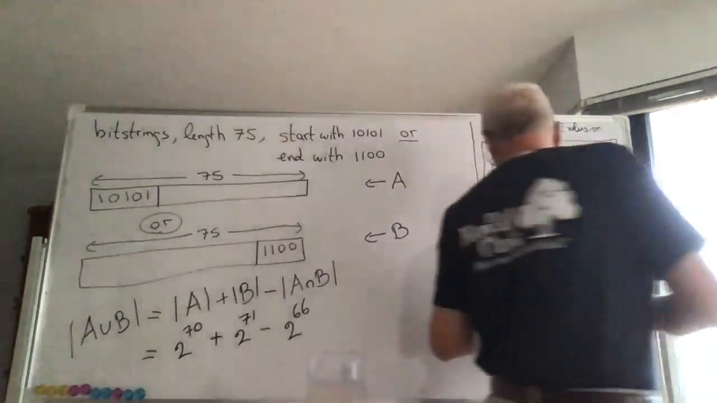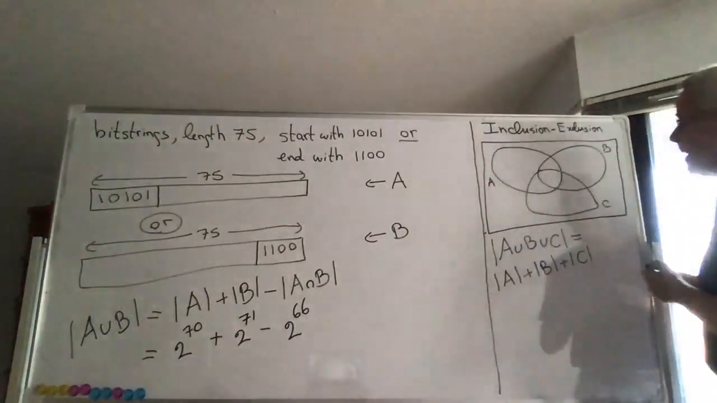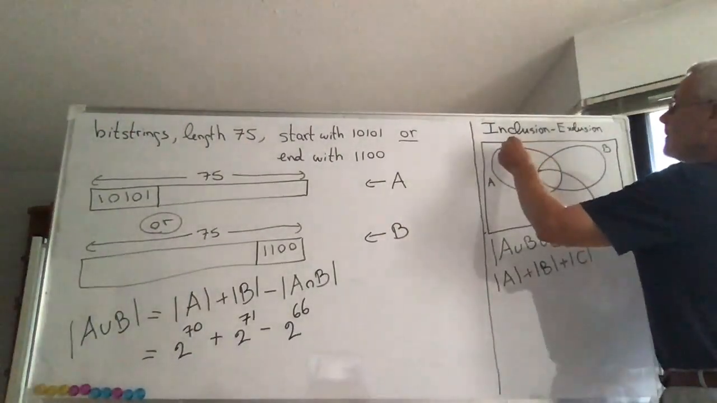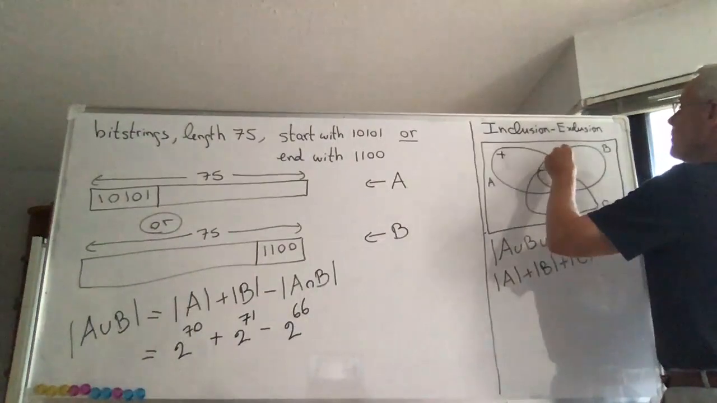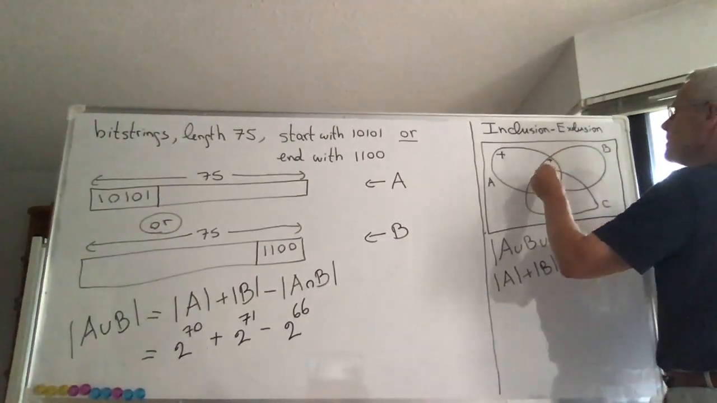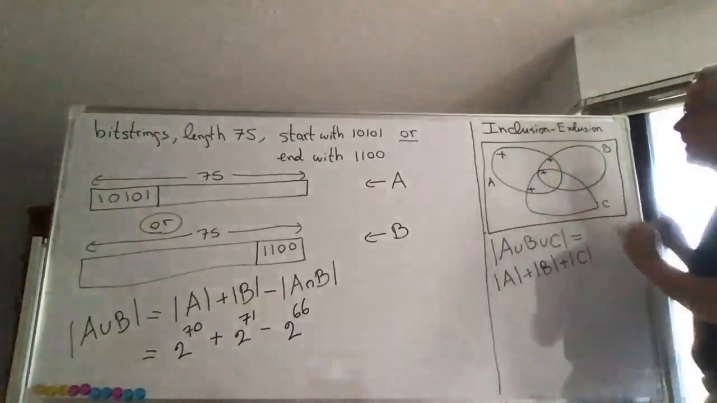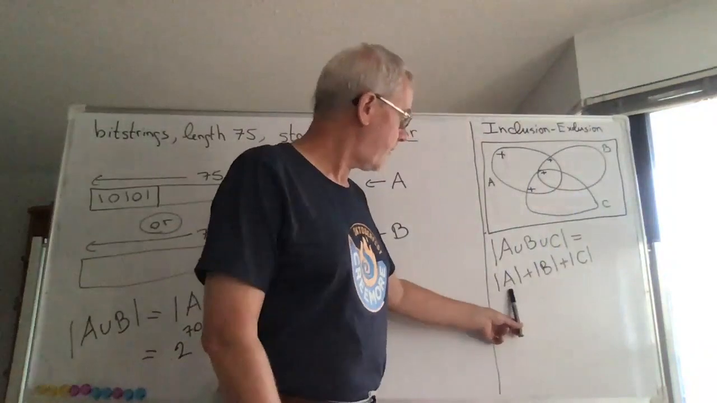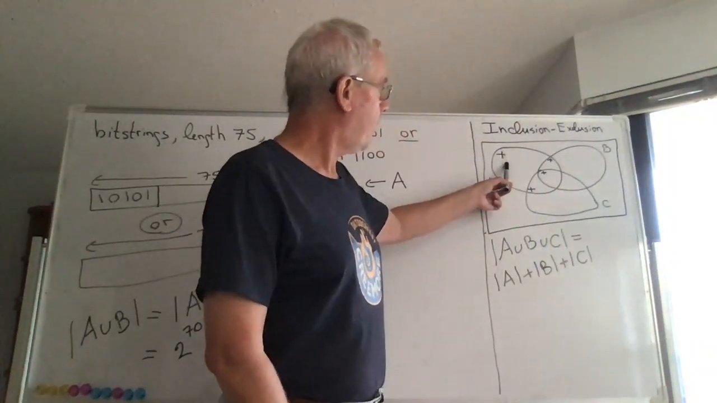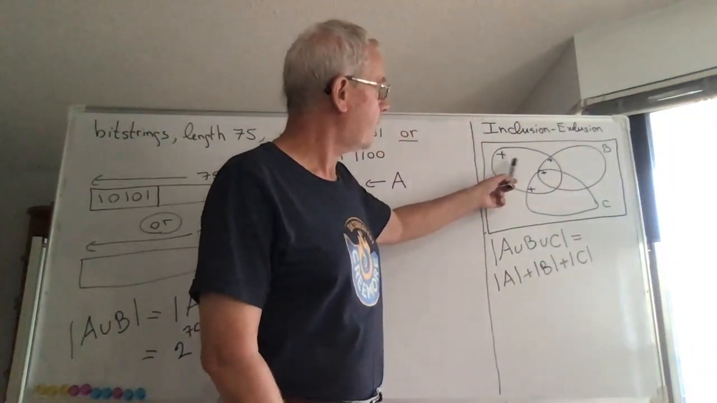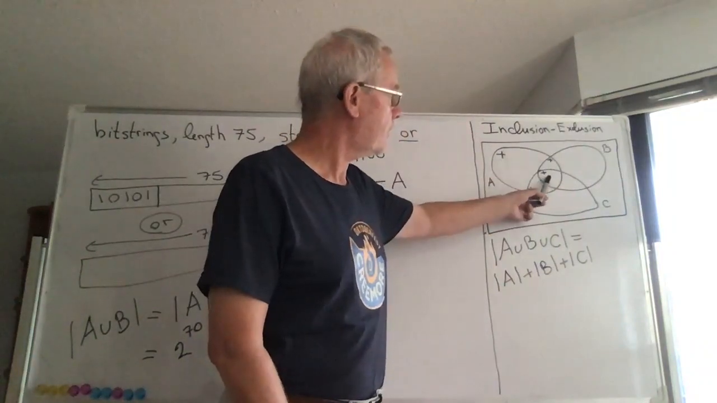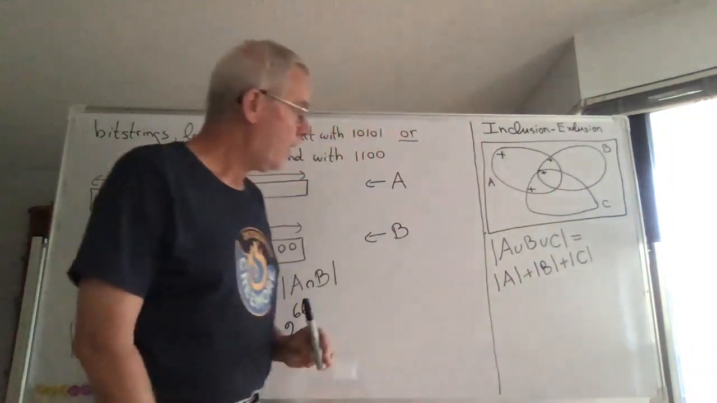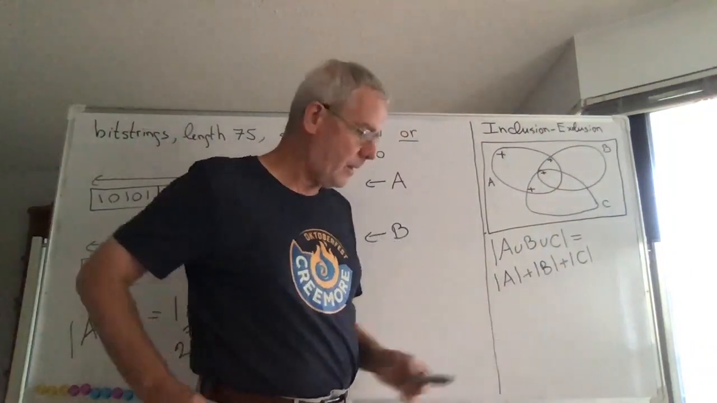So if we just look at the size of A, then we have counted elements here. We have counted elements here. We have counted these, and we have counted these. Okay, so the term here, the size of A, elements here have been counted once with a plus sign. These have been counted once, counted once, counted once. Then we get the size of B.